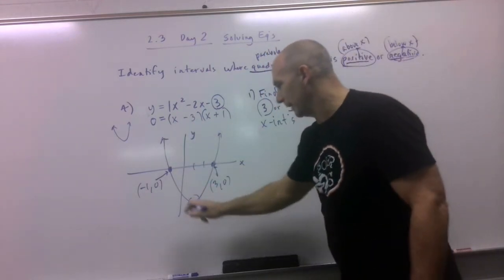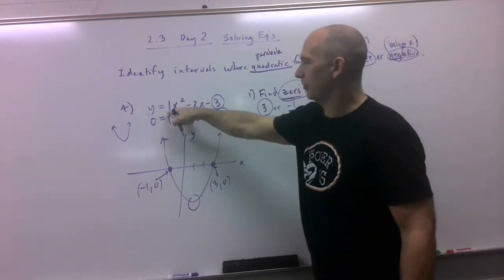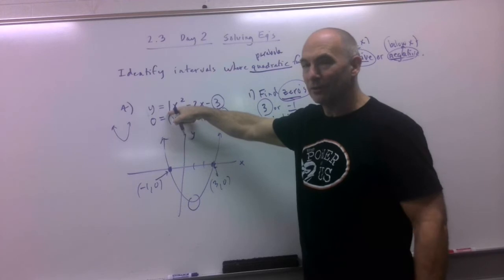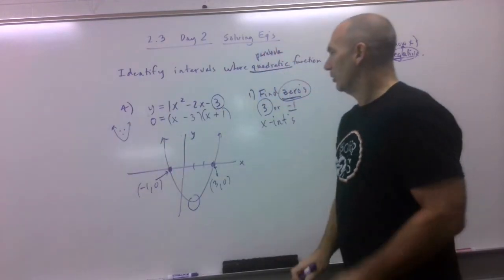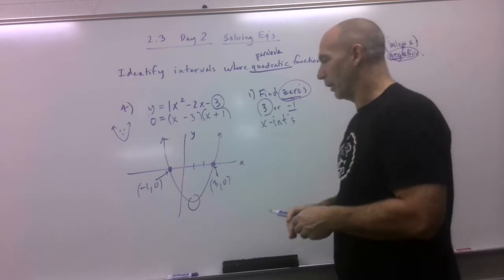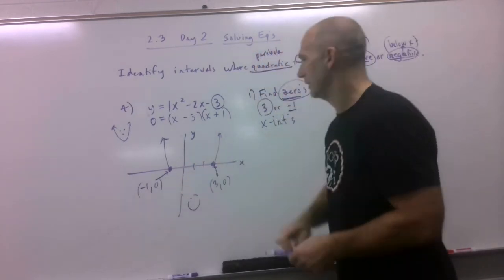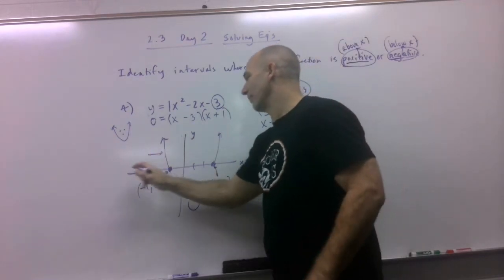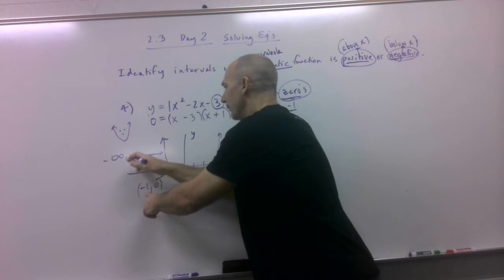Now, is this perfect? No. But I do know it's a happy face because my leading coefficient, my a, is a +1. That's a happy face. You see the happy face? So, where are things positive? Well, for a moment, I'm going to get rid of this. And that is positive from -infinity all the way to -1.